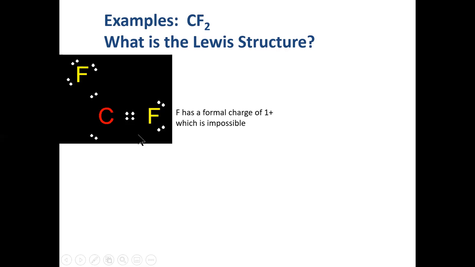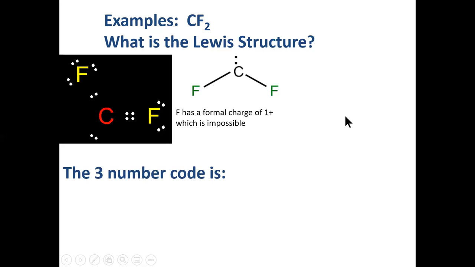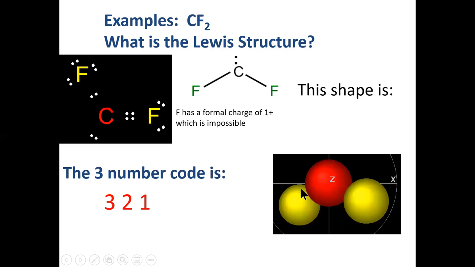Even though theoretically this is a shape you could come up with, it's wrong. So in reality, probably the best shape would look like this, one pair of electrons, unshared, plus two shared pairs gives you an angular shape. So the three number code here would be three pairs of electrons around the center joined to two atoms with one unshared pair. This is a very unstable structure. And the shape is angular.